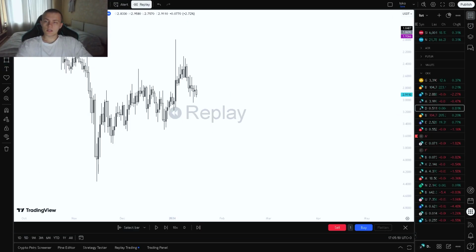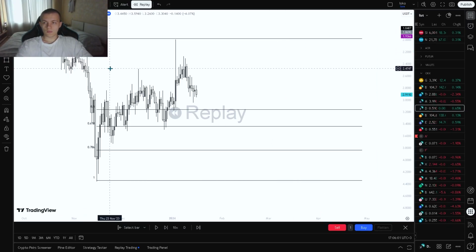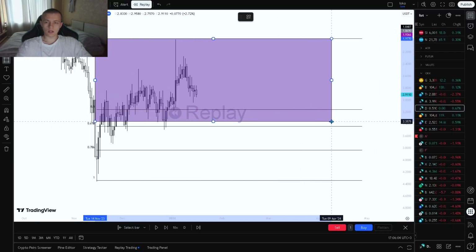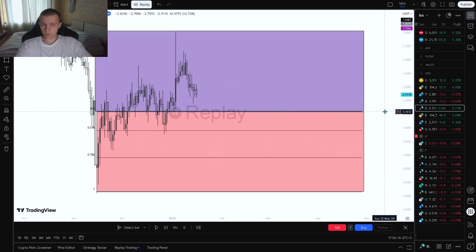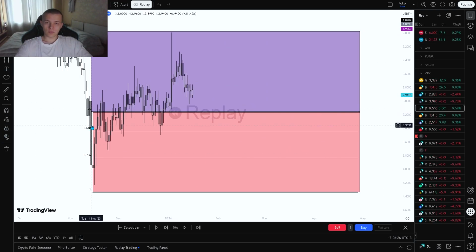So now we can see the forming of an impulsive growing movement, and we need to place a Fibonacci grid from the lowest point to the highest. After that, we determine our premium and discount market. On the bottom we have our discount market, and on the top, premium market. After that, we need to determine our reverse movement as a downtrend.